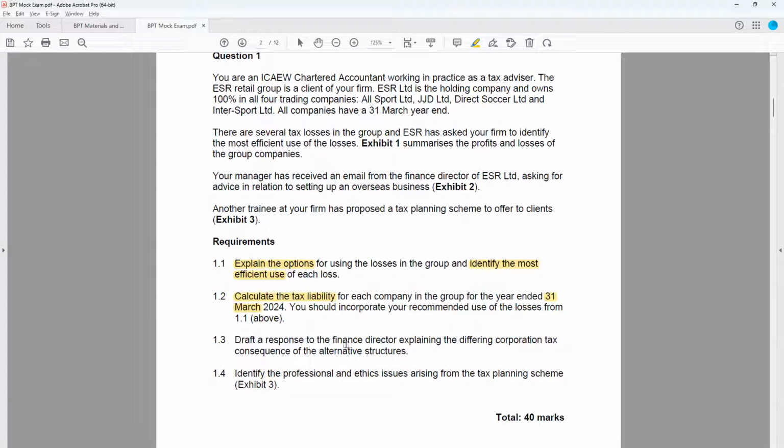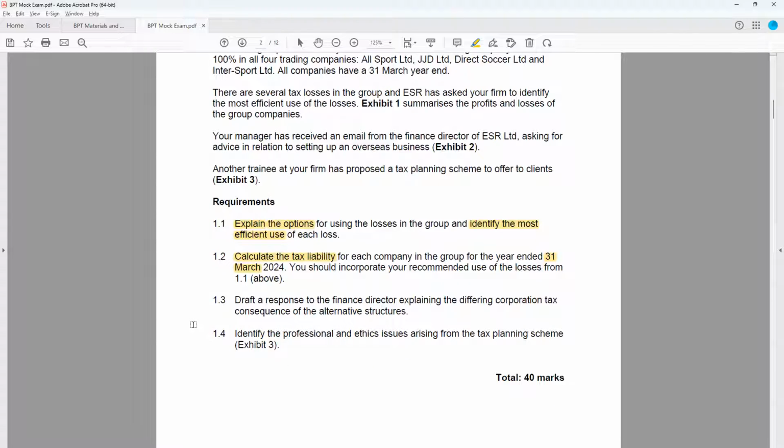You should incorporate your recommended use of the losses from part 1. So explain the options for the losses, identify the most efficient use of the loss, and then calculate the tax liability for each company in the group after making any claims for use of the losses. And we can see here we had to draft a response to the FD explaining the differing corporation tax consequences of the alternative structures.